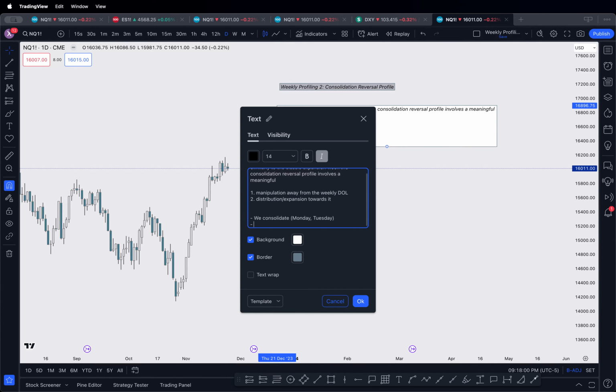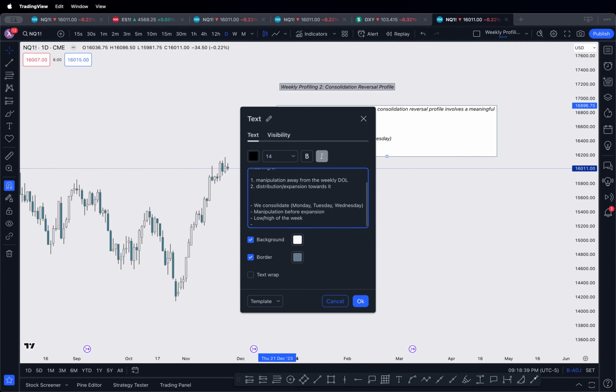Okay. Now it's called consolidation reversal, right? So that means if we're bullish, we expect consolidation, maybe Monday, Tuesday, maybe we can even say Wednesday. And then we expect what before expansion? Manipulation. What do you think this manipulation is going to look like? Either the low or high of the week. Yep, okay. Low, high of the week.